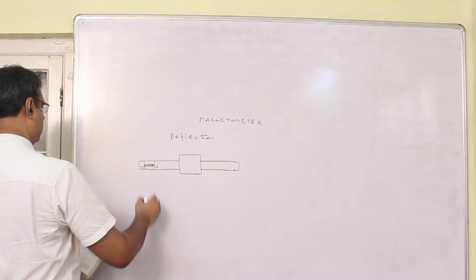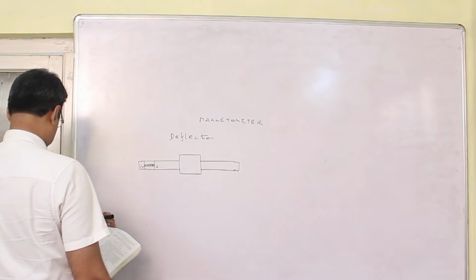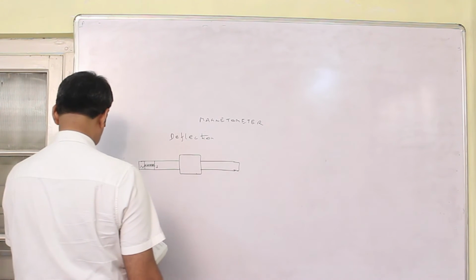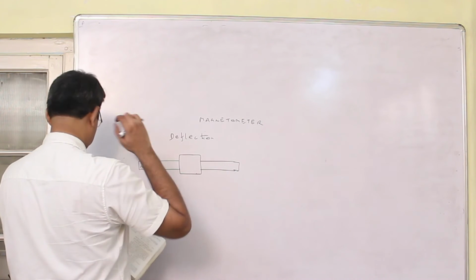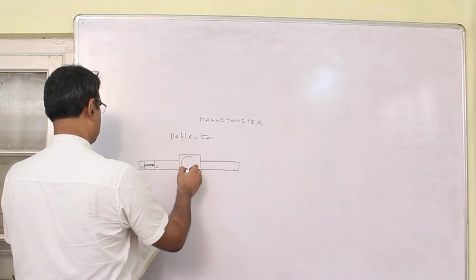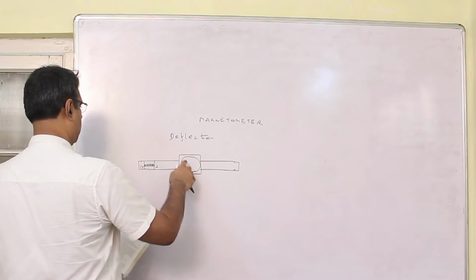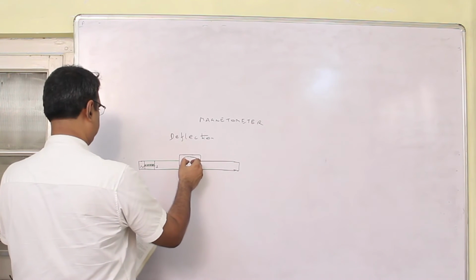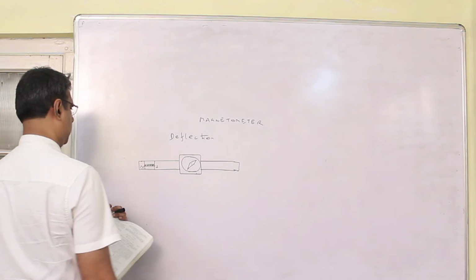Now this time what we will do is, there is a frame in which there is a circular scale. In fact, this thing is a box in which there is a circular scale with a compass needle pivoted like this.